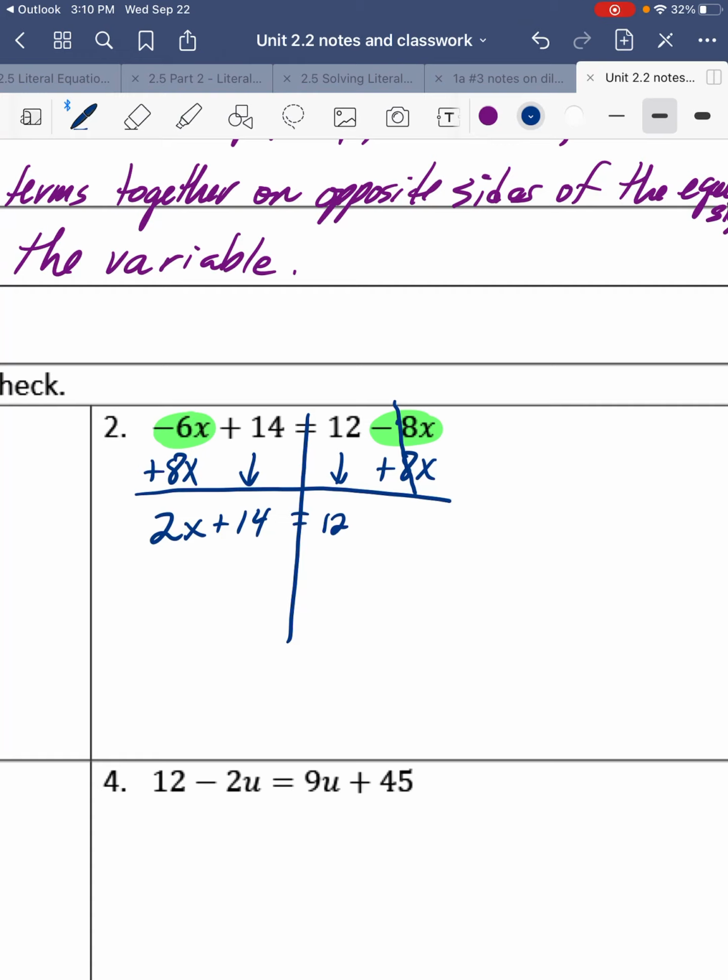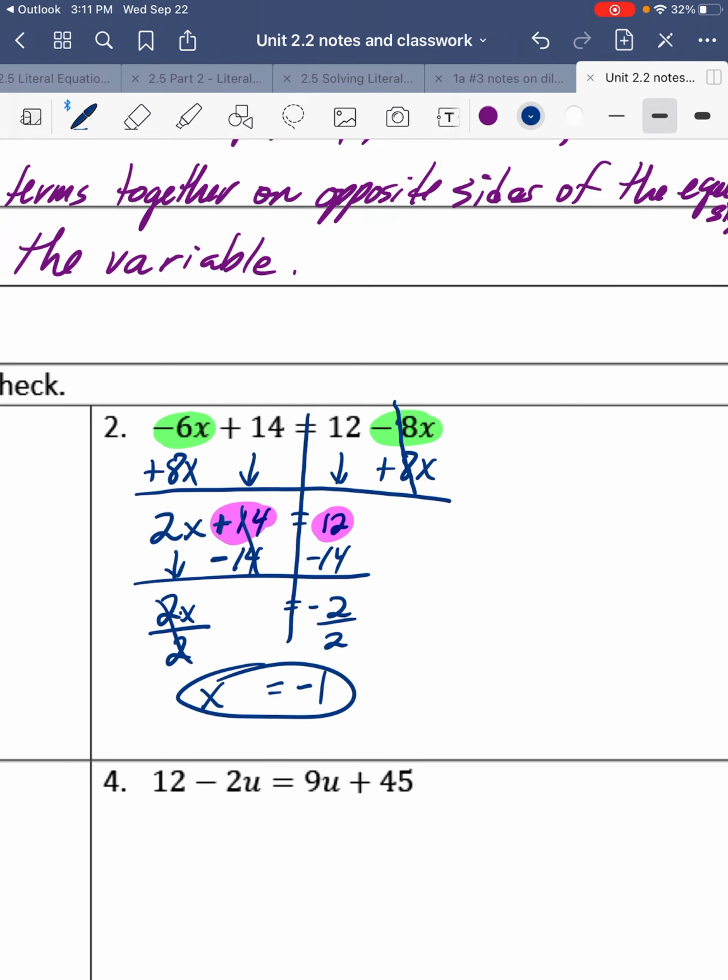We have 14 and 12. Those are now also your like terms. Positive 14 and a positive 12. We're moving across the equal sign. We're going to do the opposite operation. So opposite of addition is subtraction. So we subtract. 2x comes down. 12 minus 14 is negative 2. It's 2 times x, so we divide by 2, divide by 2. We get x is going to equal negative 2 divided by 2 is negative 1.